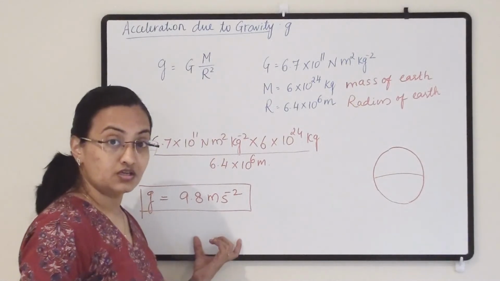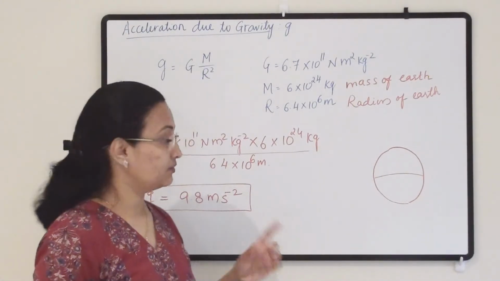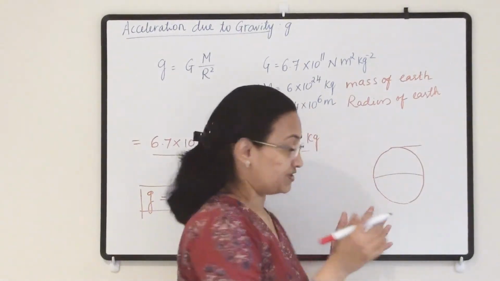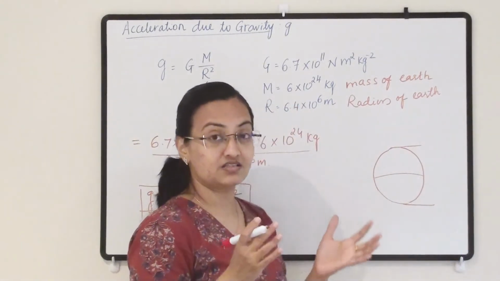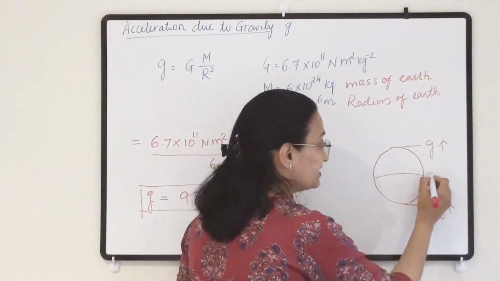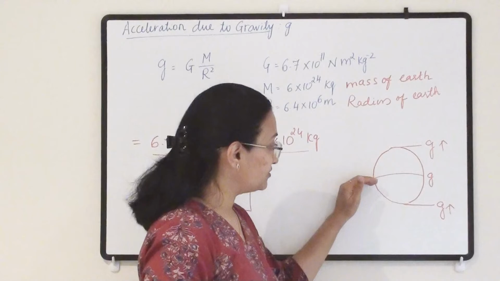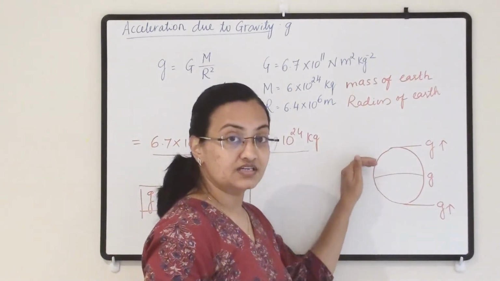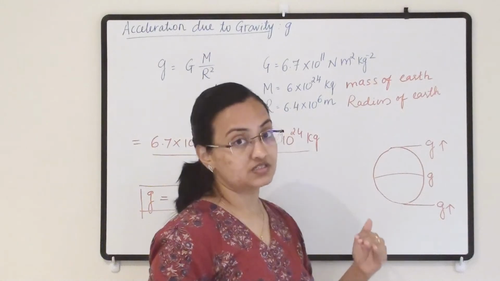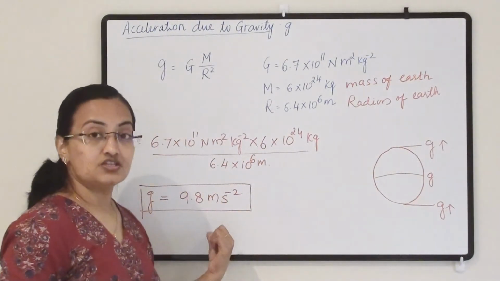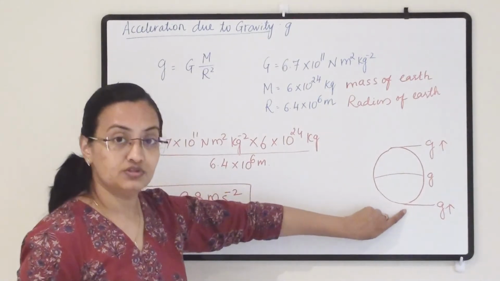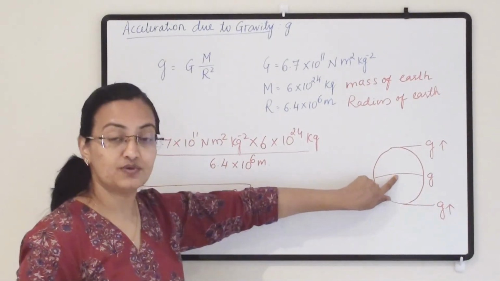Now the value of this g is different at different places on the earth. Why? Because our earth is not a perfect sphere. At the north pole and south pole the mass is concentrated, so at these places the g's value is higher compared to the equator. As we go from the equator to the poles, the g's value is continuously increasing, whereas from the poles, when we come towards the equator, the g's value is decreasing. These changes are there because the earth is not a perfect sphere, and at the north pole and south pole, g's value is more compared to the g's value at the equator.